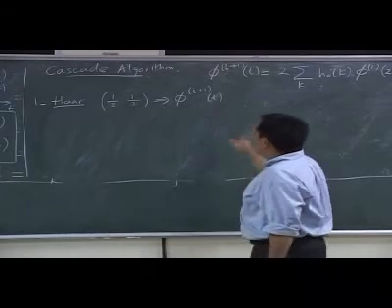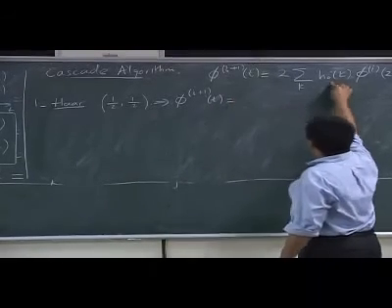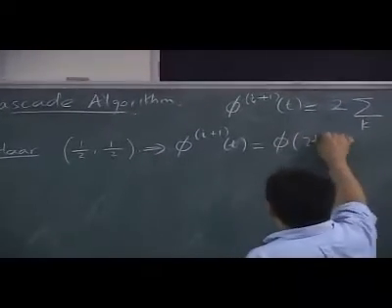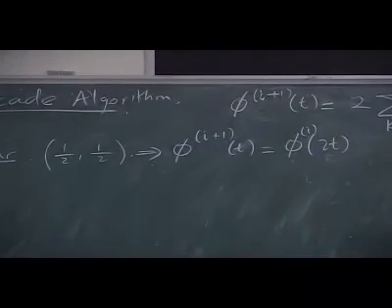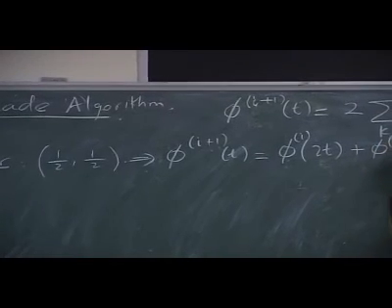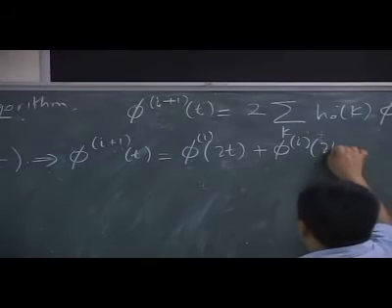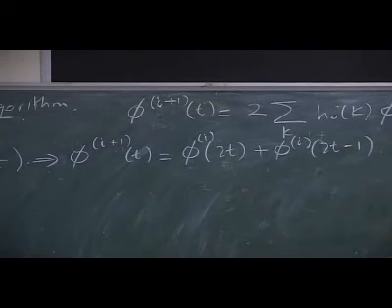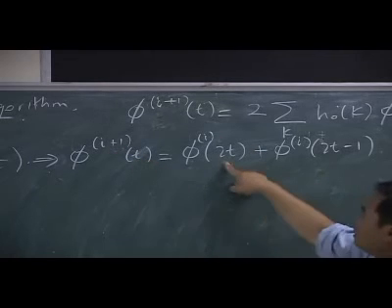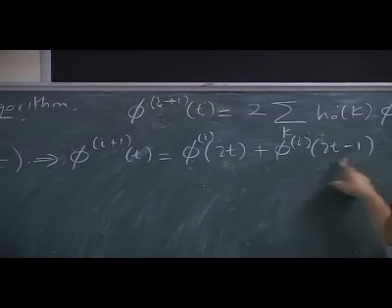iteration will be 1/2 times 2, which is 1. Okay, so I have phi i of 2t at the i iteration plus phi i of 2t minus 1. Alright? In this case, in the book we have phi 1 is phi 0 of 2t plus phi 0 of 2t minus 1. Right? So let's plot them.